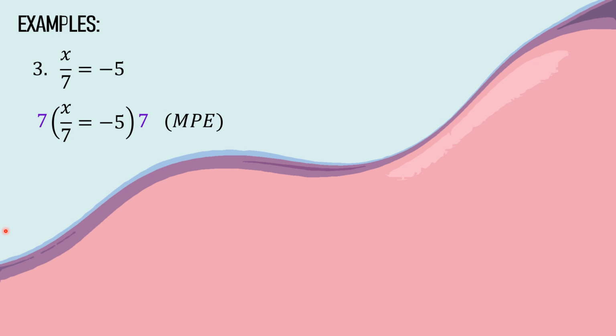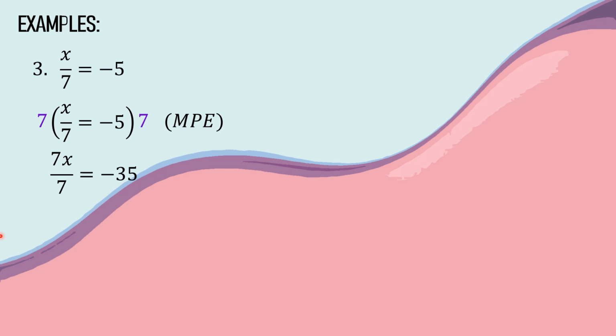So, kapag tayo ay nagmumultiply ng whole number sa fraction, simply, you just have to multiply numerator sa numerator and then over sa denominator. So, magiging 7x over 7 equals negative 5 times 7 is negative 35. Because negative times positive is negative. Different sign, negative. Same sign, positive. Huwag kakalimutan ang rules sa operations on integers.